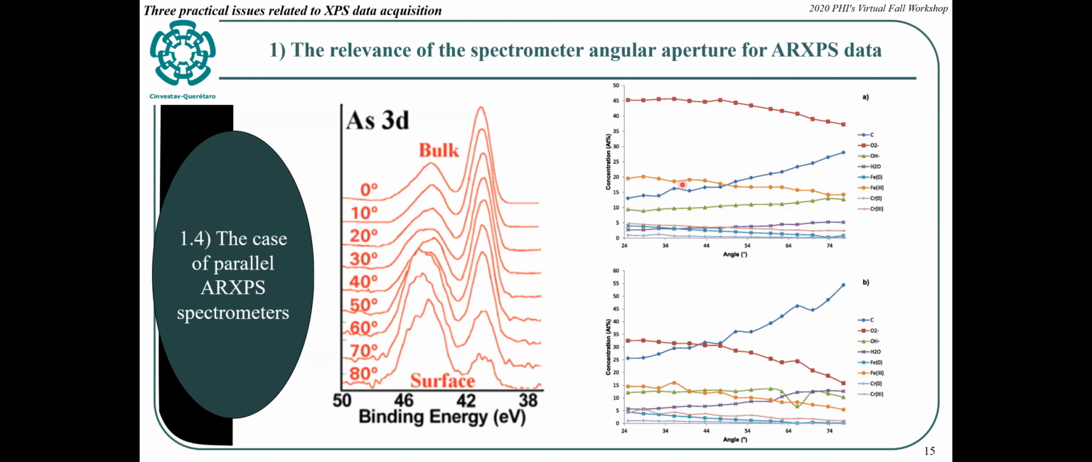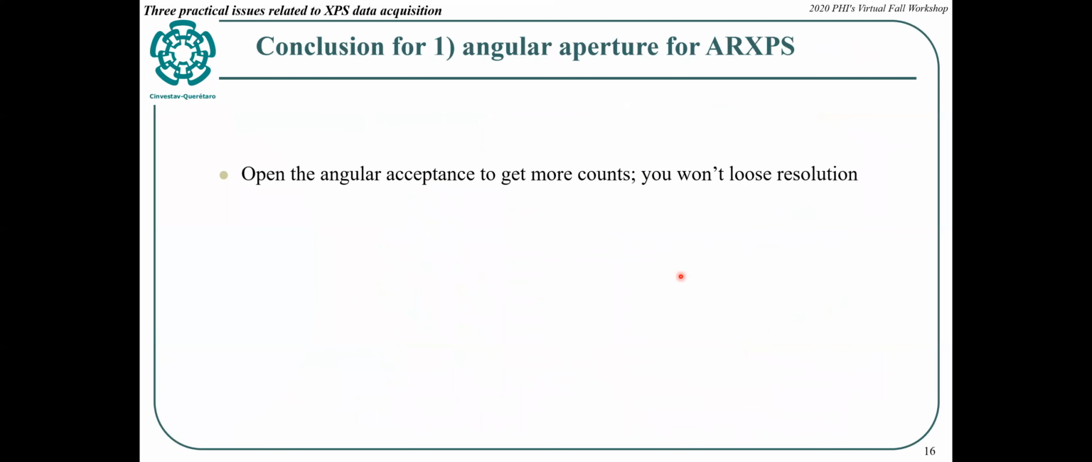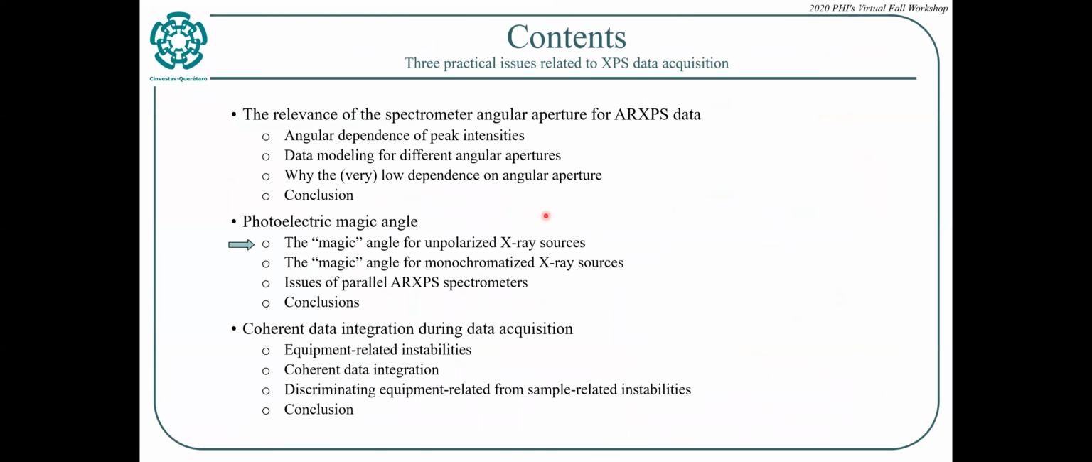For example, this oscillation here is not real. It's actually due to noise. These oscillations are not real. And by the way, this is normalized data. We don't normalize data. So the conclusion for this section is that, even if it is counterintuitive, you won't lose angular resolution when you open the angular acceptance of the spectrometer. You only get more counts. You get better data. Okay, next topic.